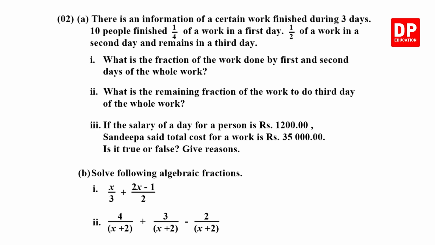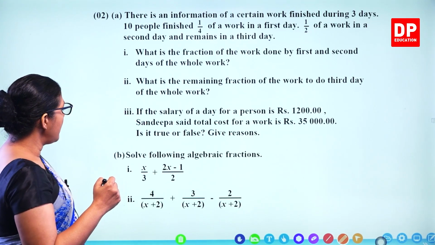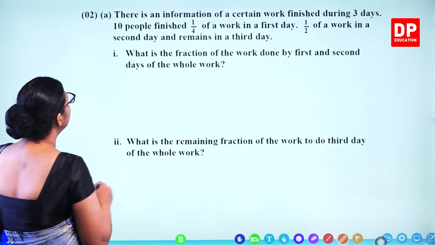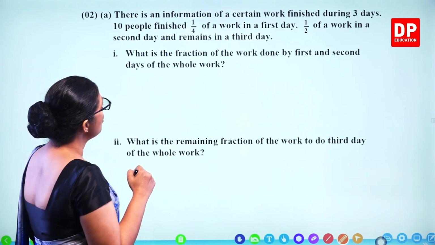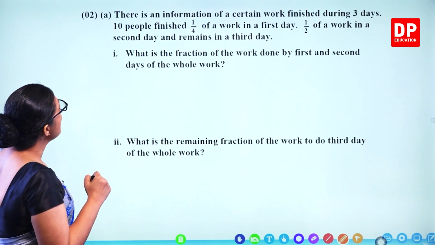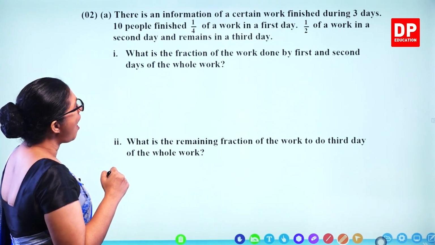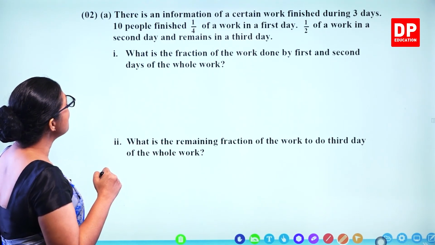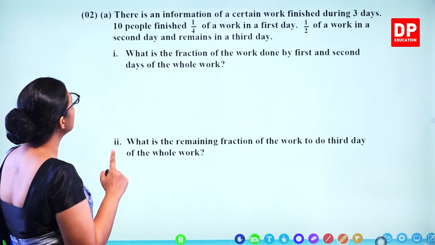Question number 2 is about fractions and simplify. Algebra is there, so we'll do it step by step. There is information of a certain work finished during 3 days. 10 people finished 1/4 of the work in the first day, half of the work in the second day, and the remainder in the third day. What is the fraction of the work done by the first and the second days of the whole work?